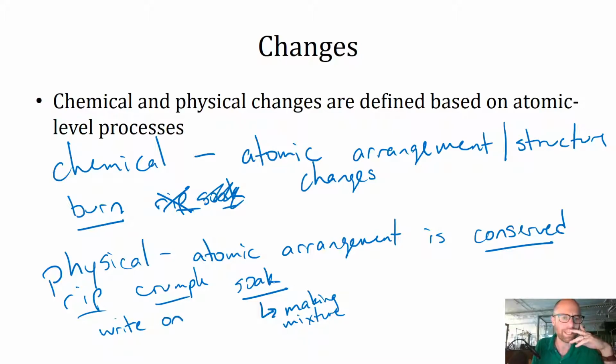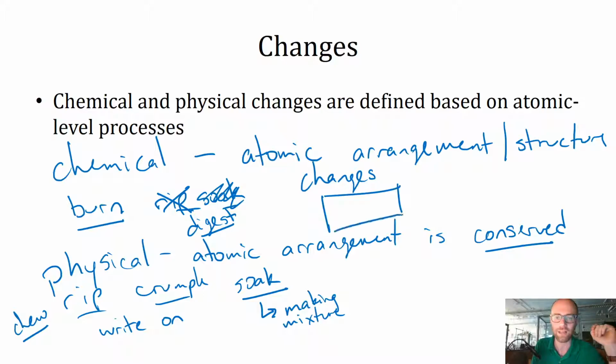And then finally, eating. Eating's a tough one because it has multiple parts. I think the chewing is physical, but the digesting is chemical. So that kind of lines things up, whether or not it's becoming a new substance. And since it's an atomic level process, we should probably show what that means on the atomic level.